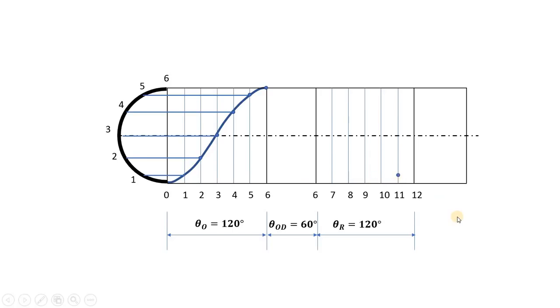So as you can see over here, the same points will be there for the return stroke also. And then join a smooth curve from this particular point. So this is the curve for the return stroke. And then this is the dwell. So we have completed the displacement diagram in case of this particular problem.